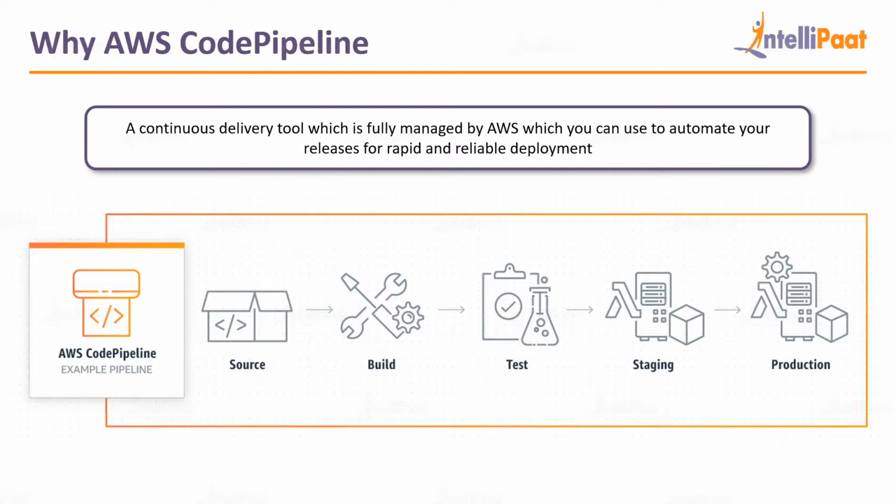So in the source part, it would be CodeCommit, that is the version control tool. And in the build and test part, it would be CodeBuild, which you can use for building as well as testing. And finally, CodeDeploy can be used for the staging environment as well as the production environment. But to maintain all of these services and to keep them in chronological order, you will have to use AWS CodePipeline, which is used to do exactly that.